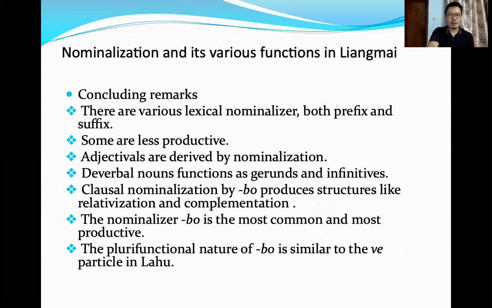So, in concluding remarks, we have seen that there are various lexical nominalizers, both prefix and suffix, in the language. Some are quite productive, while some are not. And adjectivals are derived by nominalization. Deverbal nouns function as gerunds or infinitives. Clausal nominalization by bo produces structures like relativization and complementation. The nominalizer bo is the most common and the most productive one among all the nominalizers.